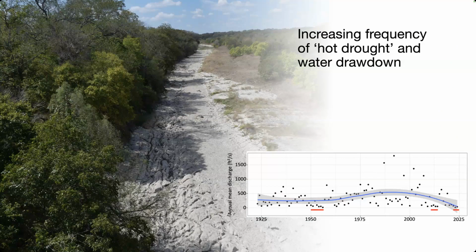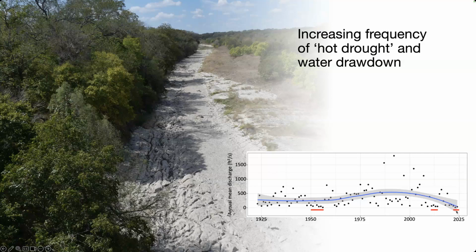And you can see these red lines indicate periods of extreme drought over the last 100 years. The drought in the 1950s was famous because it lasted about 8 years. However, it didn't get to this low level of discharge until the last year of that drought.